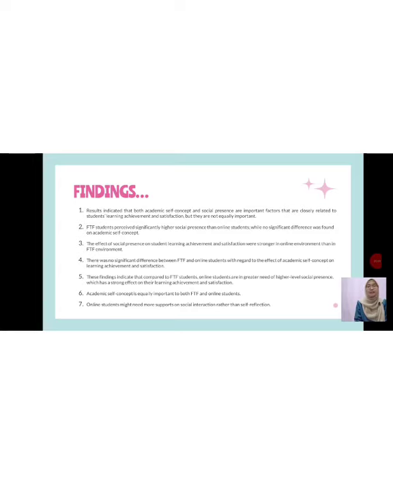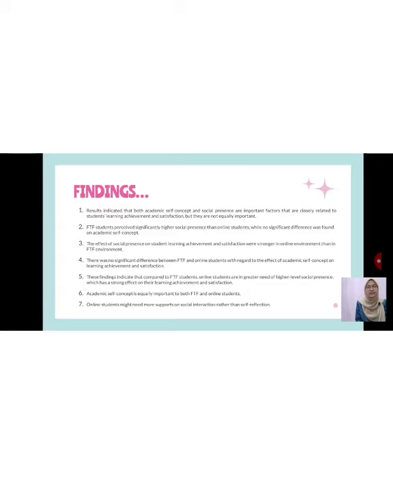Based on the findings for the second article, the results indicate that both academic self-concept and social presence are important factors that are closely related to students' learning achievement and satisfaction, but they are not equally important. Second, face-to-face students perceive significantly higher social presence than online students. It may be explained by the fact that students can communicate more directly and freely in face-to-face than online.